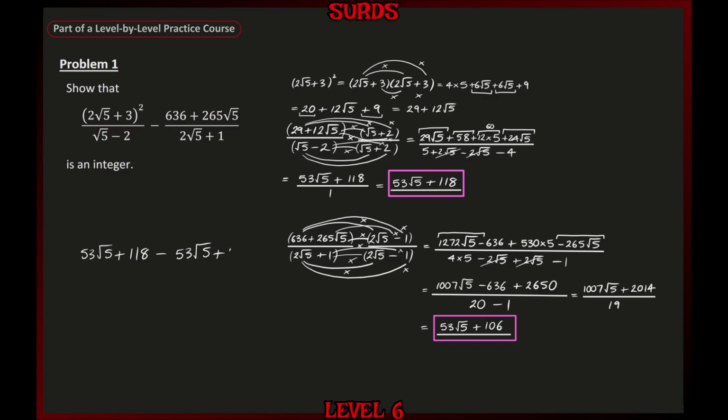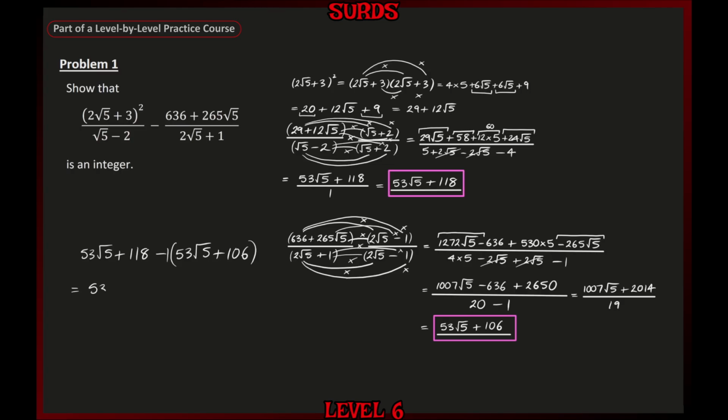root 5 plus 106. Now, because we're subtracting and we've got two terms here that we're subtracting, we need to make sure that we put this in a bracket so that we show that we're subtracting everything there. Now, having a minus in front of a bracket is equivalent to having a minus 1 in front of it, and we can use this to expand the bracket.